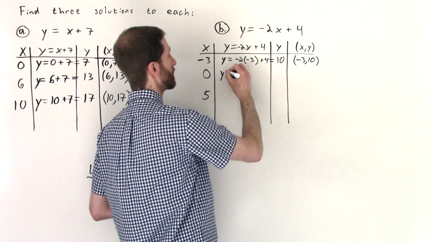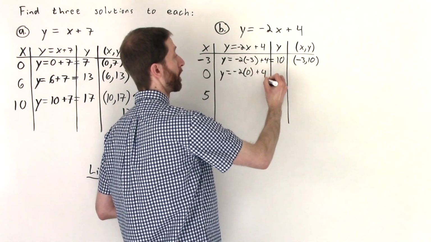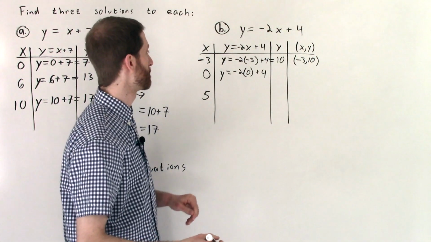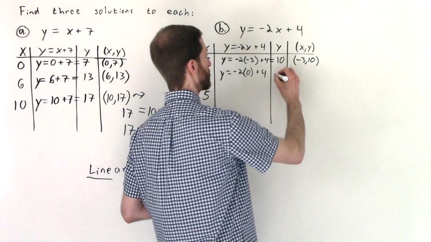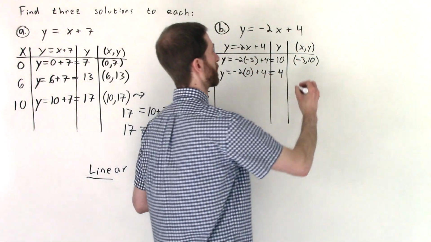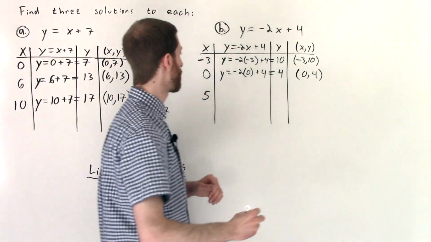Next, we're going to plug in 0. So I get y equals -2 times 0 plus 4. Again, just following the function rule, or the linear equation, and now we'll evaluate it out. -2 times 0 is 0, +4 is 4. So I have the point 0, 4. Beautiful. All right, we'll keep going from there.